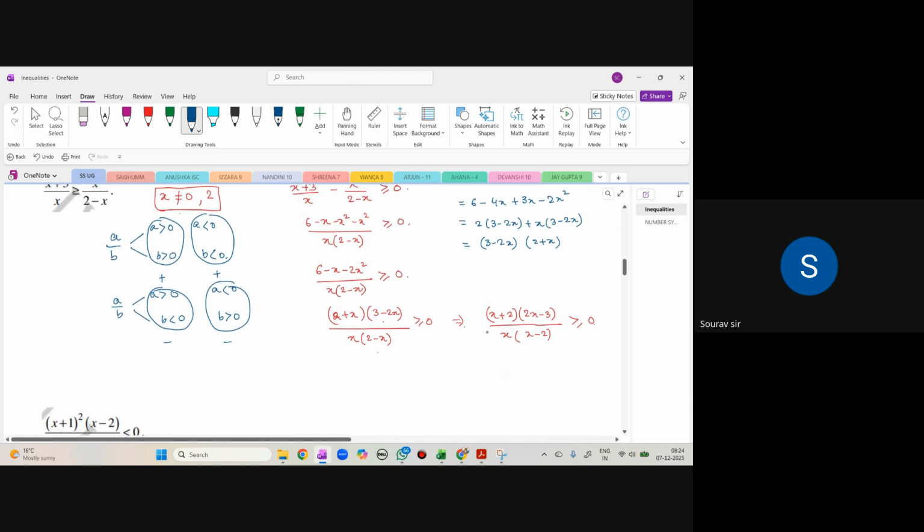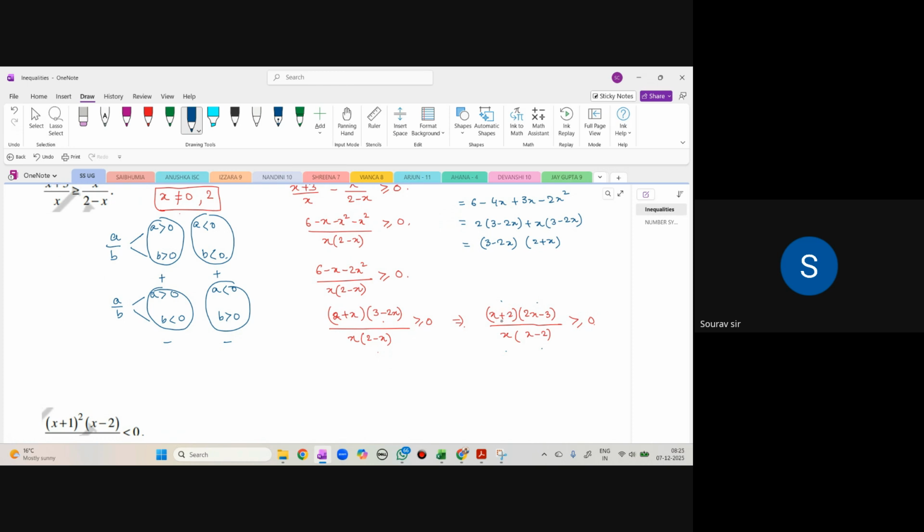So here I have four terms: x plus 2, 2x minus 3, x and x minus 2. I can have different combinations: all four positive, or one of them negative, two of them negative, three of them negative, or all four of them negative. So these are the possibilities that I have. Which means I have to see where each of the terms goes negative. These are called critical points. For finding the critical points, you have to equate each term to 0.